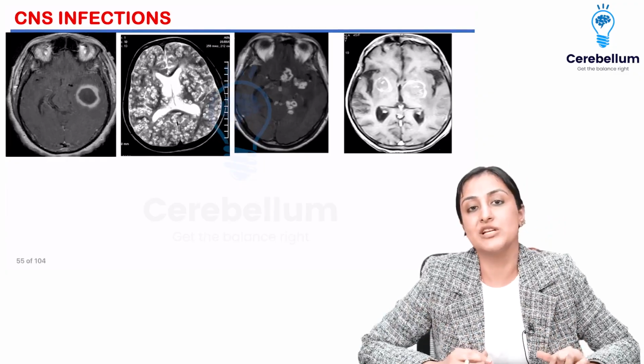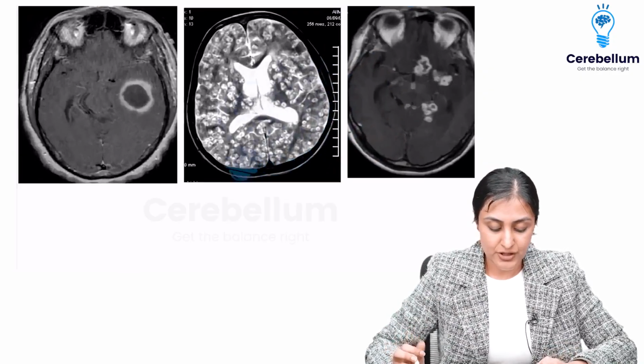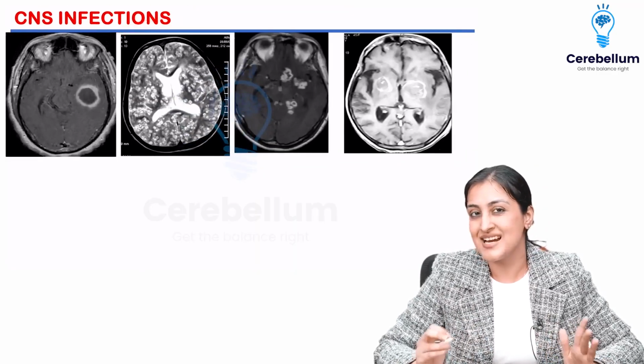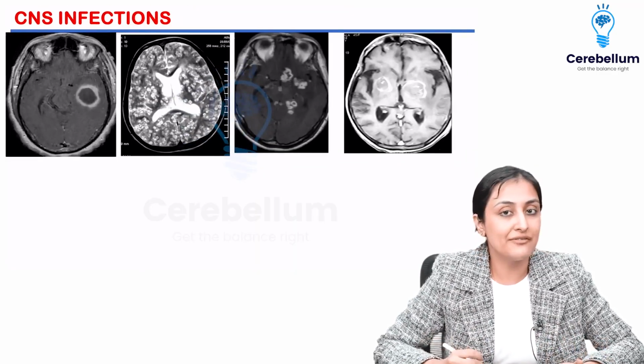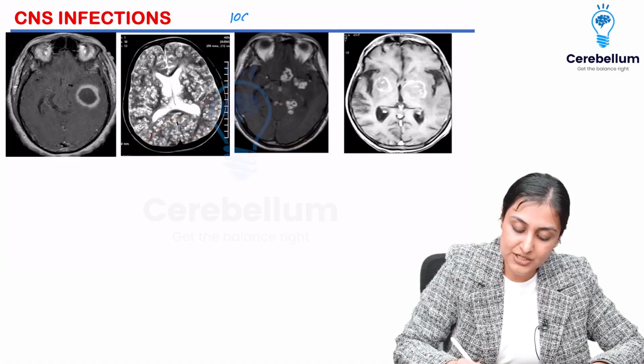4 patterns we need to understand as far as infections are concerned. So look at the first MRI. What do we see? Before I go into that, what did we understand as a concept? That whenever we have infection, tumor, inflammation, what will be my investigation of choice?